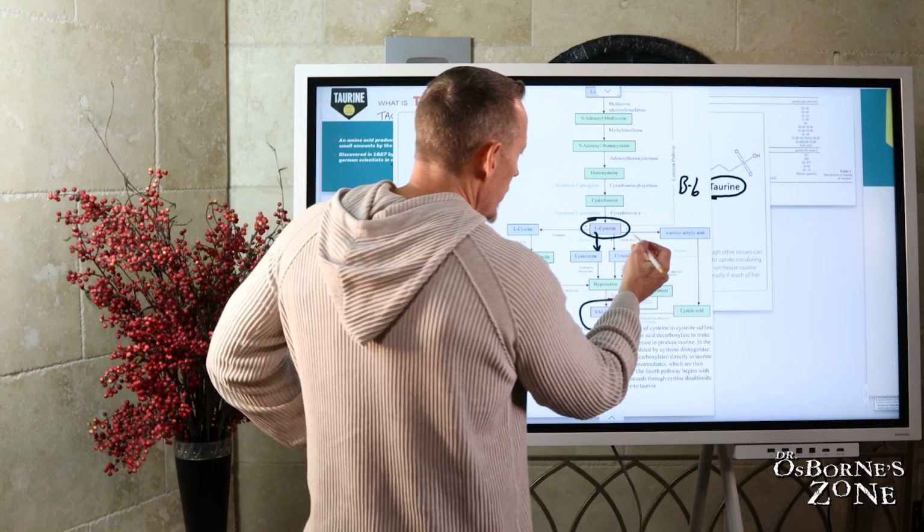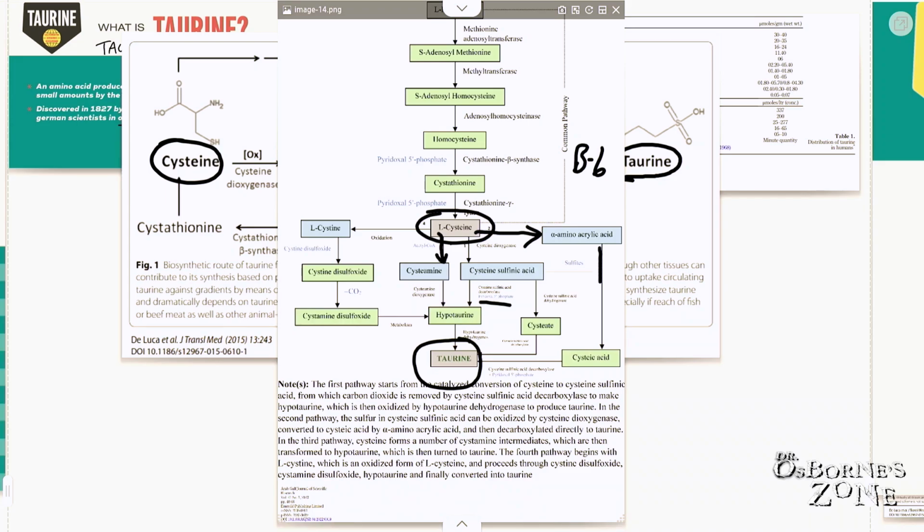And you can see you can get there several different ways. The body has redundancies built into it, so you can get to taurine going around the block, so to speak. Also, this mechanism requires pyridoxal 5-phosphate, otherwise known as vitamin B6, or you can come just straight down and get to it through that mechanism, also requiring B6. Now, if you go up further, we talked about methionine earlier. This is methionine, S-adenosyl methionine. Methionine has to basically cycle into homocysteine, and you can see for homocysteine to turn into cysteine, that also requires B6, pyridoxal 5-phosphate.